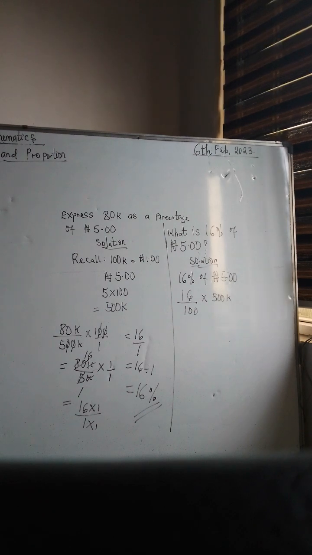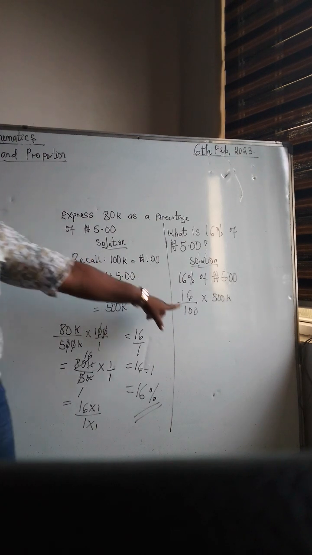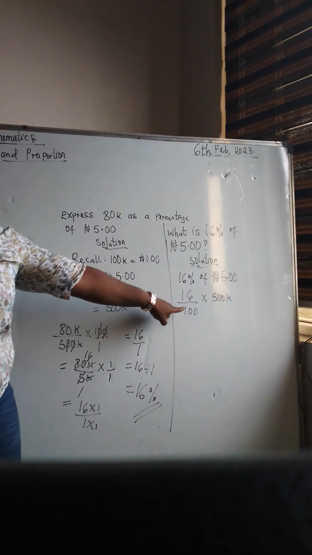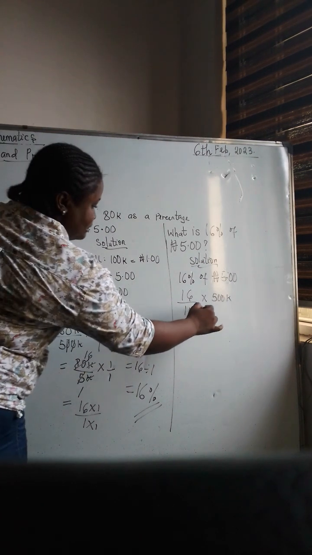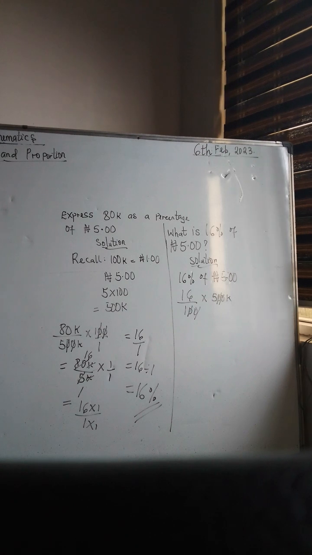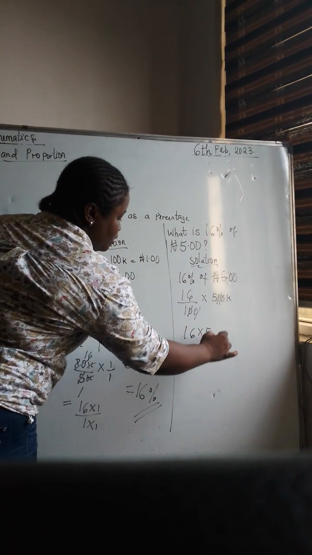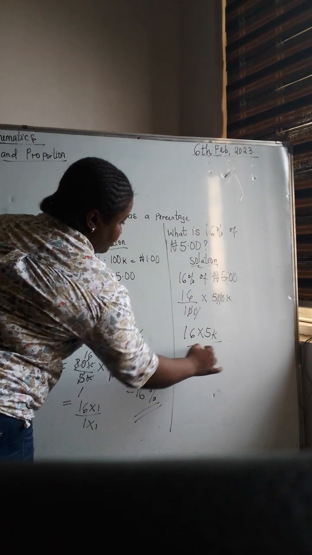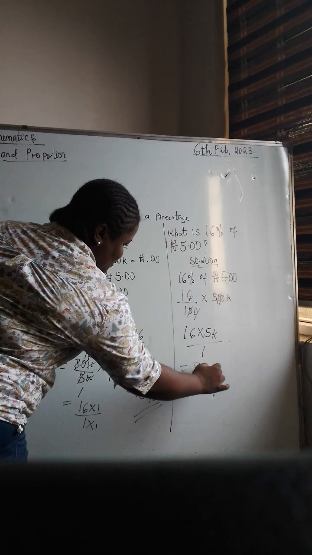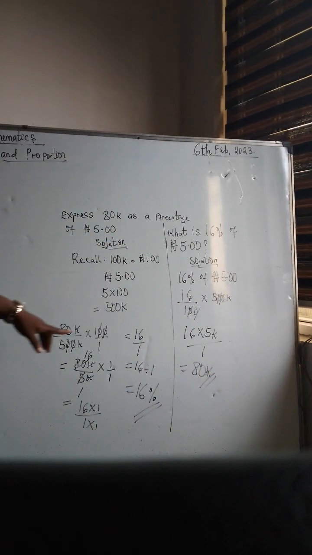Alright, so focus now. So we have this. Sis, thank you so much. I appreciate it. So we have this. At this point, cancel this. Is that okay? So that we have now 16 times 5 kobo, of course, over 1. And 16 times 5 is what? This is 80 kobo. See where we are right now.